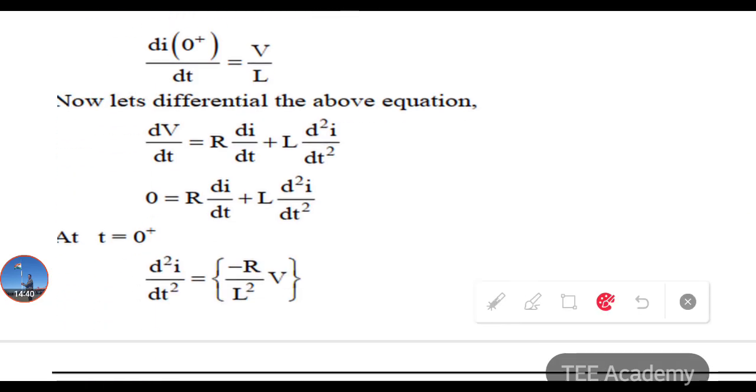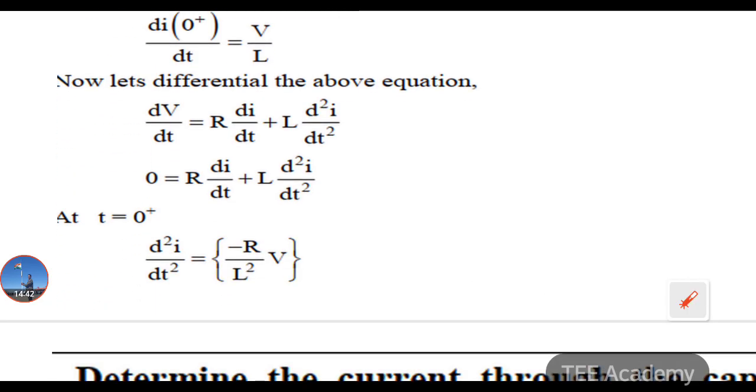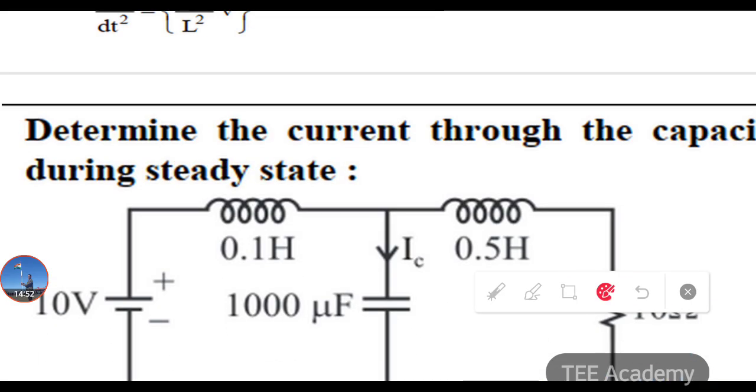So the answer will be this one. d square i by dt square is equal to minus R into v divided by L square is the answer for this question here. Okay, next question here.